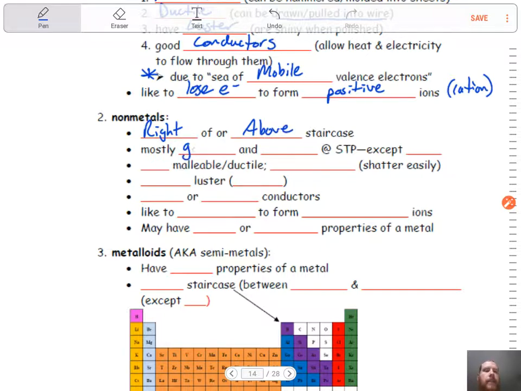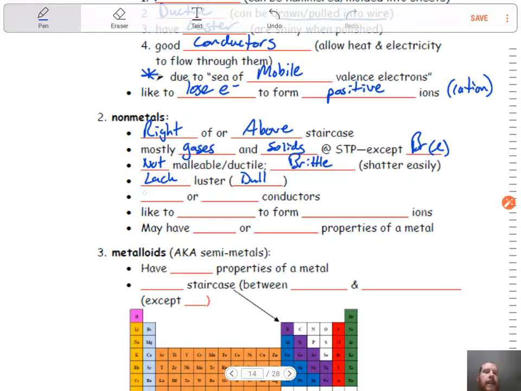They're mostly gases and solids. There's one exception, which is bromine. Bromine and mercury are the only two liquids on the periodic table. They are not malleable. They are very, very brittle. All right, they shatter very easily. They lack luster, so they're very dull.